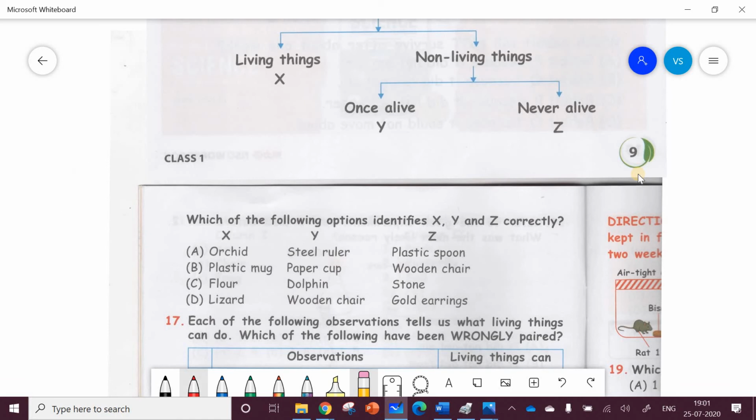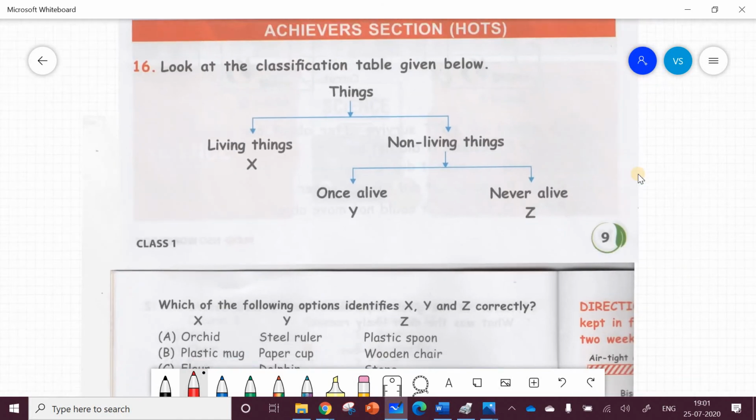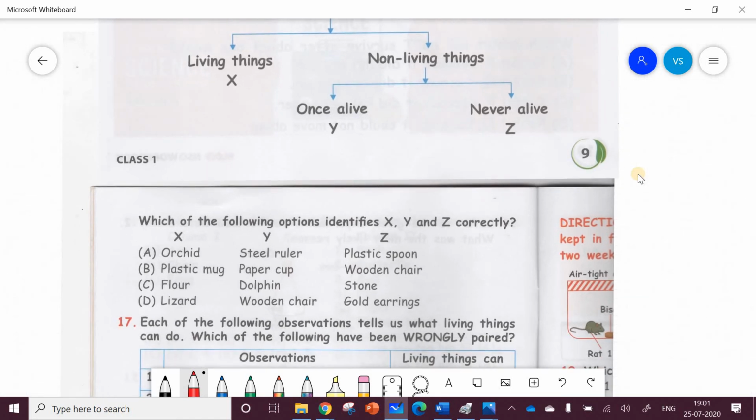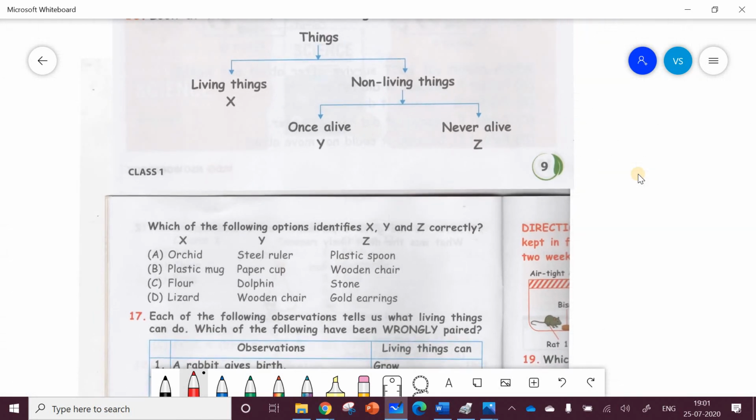Okay, alright. So let's just start to arrange the things and we will understand how and what they are asking for. All right. So, which of the following options identify X, Y, Z correctly?